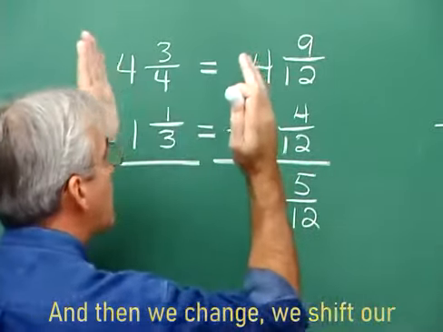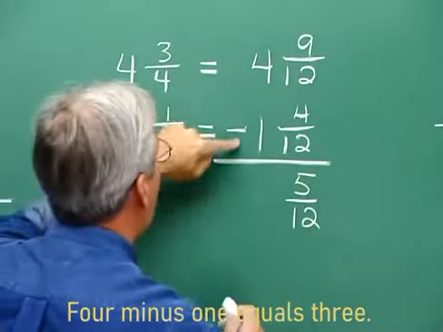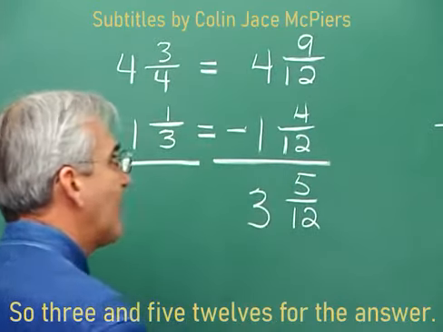And then we shift our thinking to the whole numbered part. 4 minus 1, 3. So 3 and 5/12 for the answer.